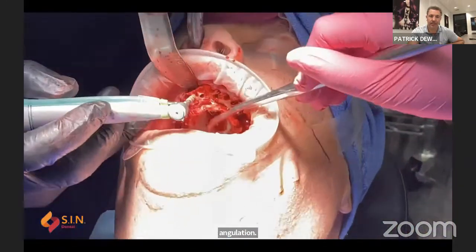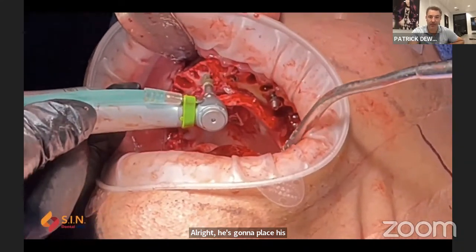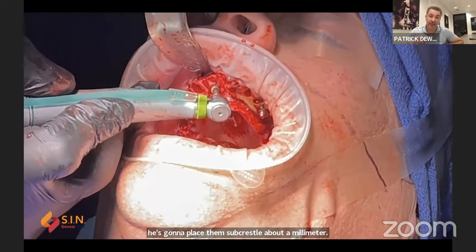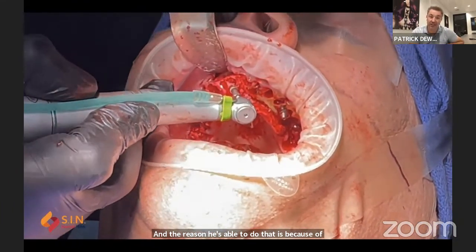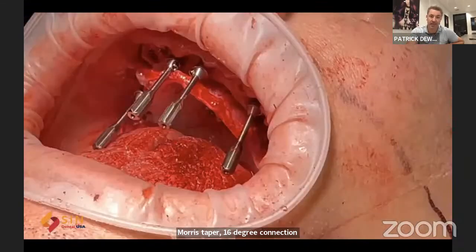All right, he's going to place his anterior implants. Again, he's going to place them subcrestal, about 1 millimeter. And the reason he's able to do that is because of the Morse taper 16-degree connection. It's very stable, so you'll actually see bone growth over the top of the implant.